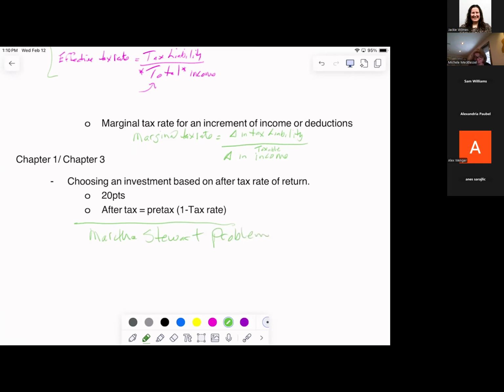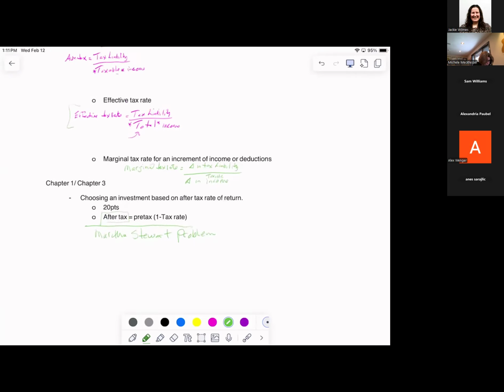That's a great example of this. Okay. You're going to be given 3 different investments. One will be tax exempt, one will be a high dividend stock, and the other will be a corporate bond. And you're going to have to choose based on the after tax rates of return which one the taxpayer should invest in. Okay. And so that's 20 points.